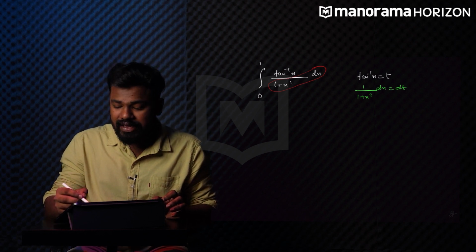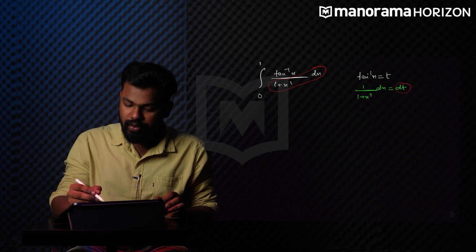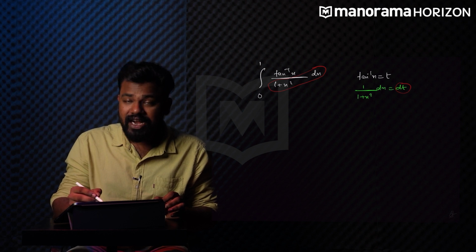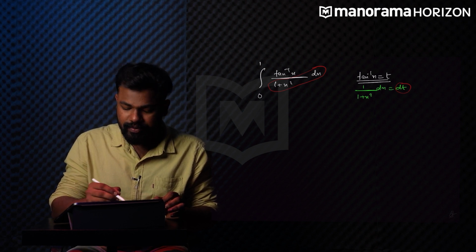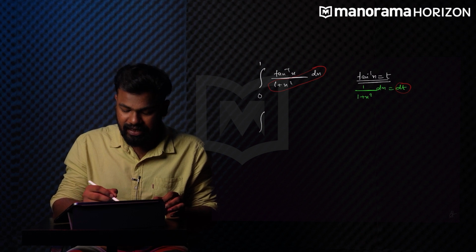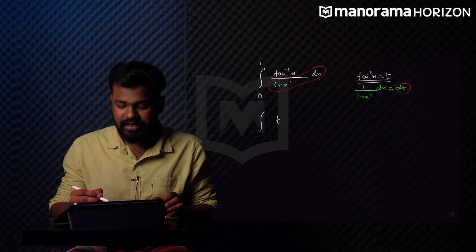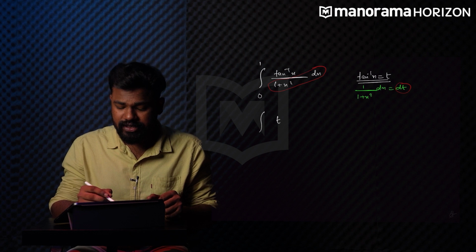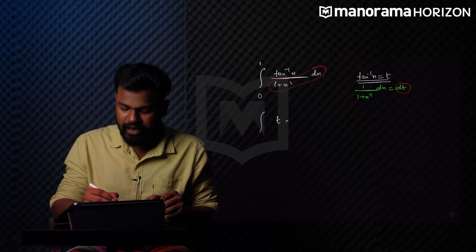So you can put that as dt now. So now I'm putting that as dt, and tan inverse x I'm putting as t. So can you write it as the integral of t, that is tan inverse x is t, and dx by 1 plus x square is dt. So you can write it as t dt.